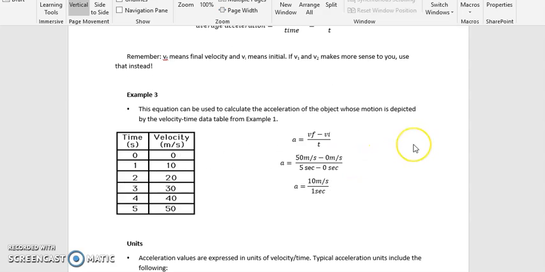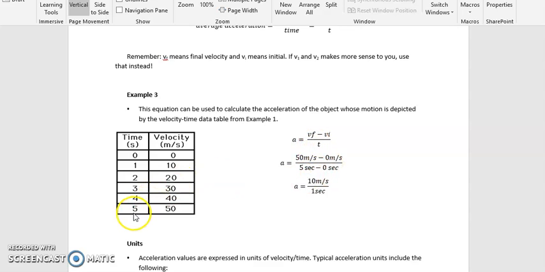Okay, so here's an example of how we could calculate acceleration. So we took the information that we had in example 1. So we've seen this chart before, and then we're going to take our equation and plug our numbers in here. Okay, so acceleration is equal to our final velocity minus our initial velocity divided by our time. Our final velocity on this graph is 50 meters per second, so that's why this 50 meters is here. The VI was a velocity of 0 meters per second, so we have 0 meters per second here.